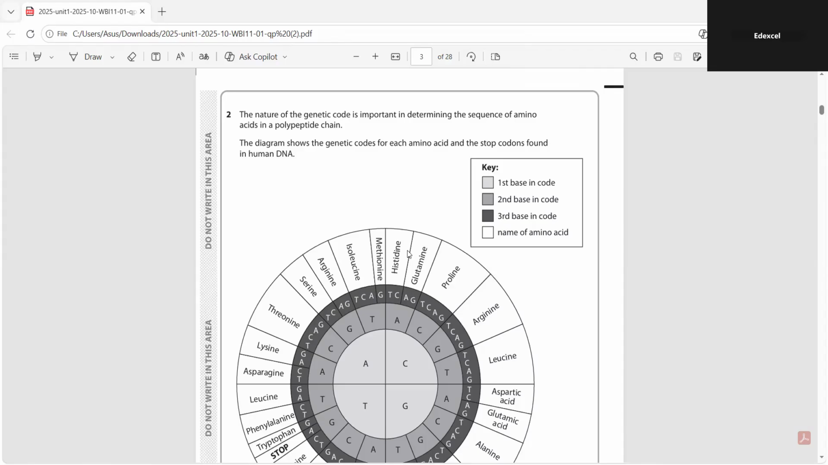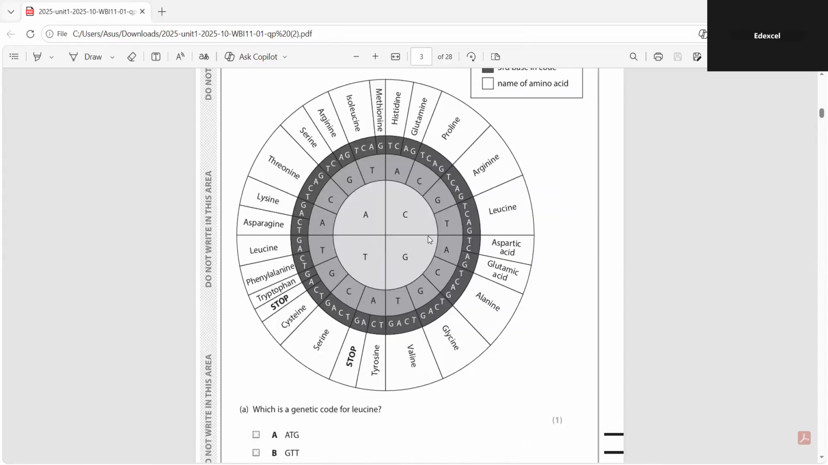So let's go to the second question. The nature of the genetic code is important in determining the sequence of amino acids in a polypeptide chain. The diagram shows the genetic codes for each amino acid and the stop codons found in human DNA. In this circular part, you can see the amino acids in the outer circle, then the base sequences 1, 2, 3. The one in the center is the first base sequence, then the second base sequence, and finally the third base sequence. In this question, they have asked, which is the genetic code for leucine?